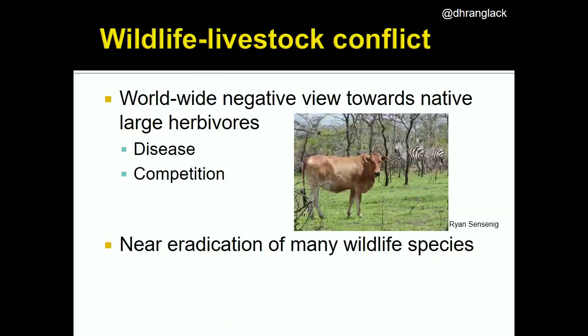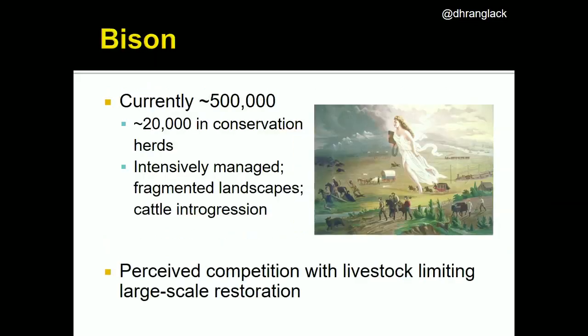But ultimately we still need to make sure that science is an important part of this management plan, as I'll demonstrate. When it comes to wildlife and livestock conflict, there's really a worldwide negative view towards native large herbivores. And a lot of that extends from concerns over the transmission of diseases, as well as the potential for competition between the species. And really, it's led to the near eradication of many wildlife species as they've been completely removed from the landscapes and then replaced with cattle or other livestock.